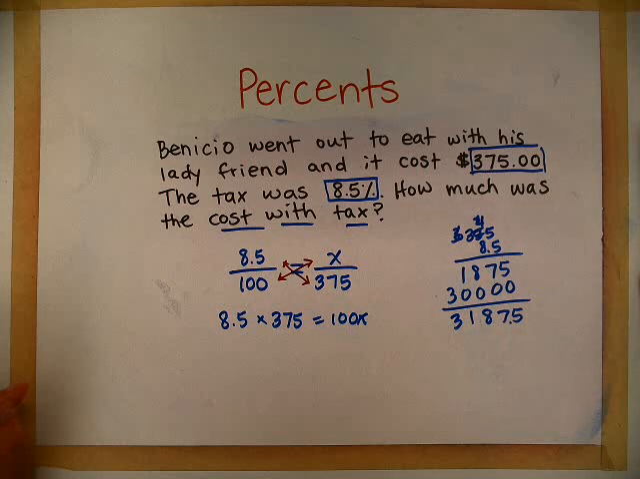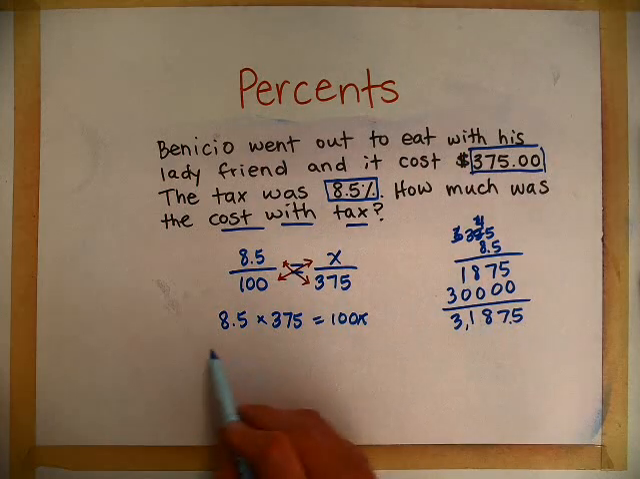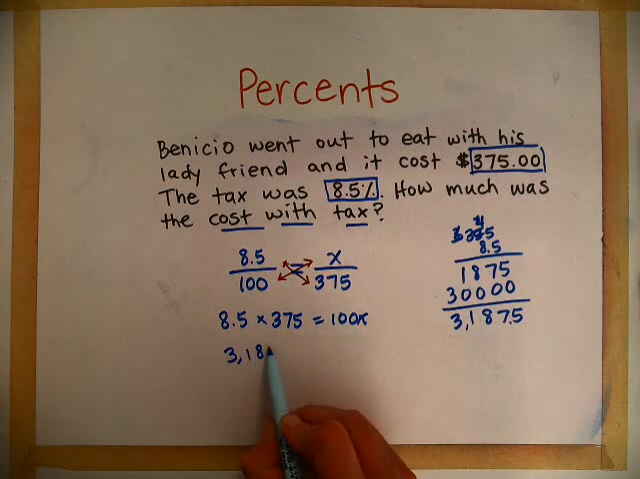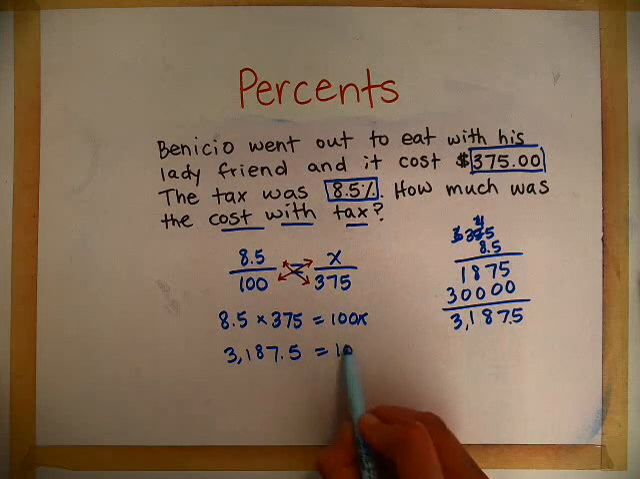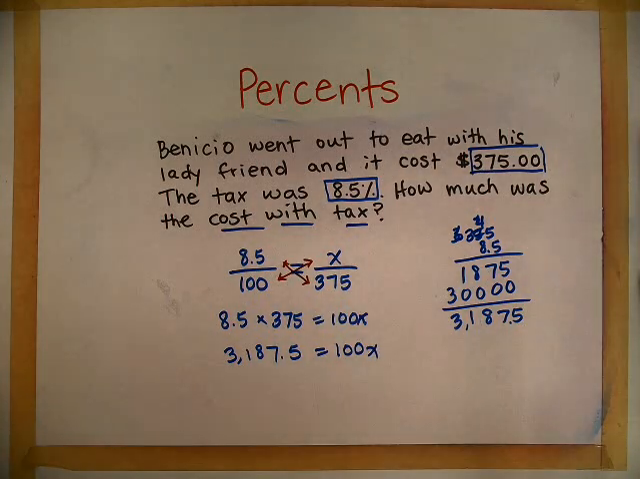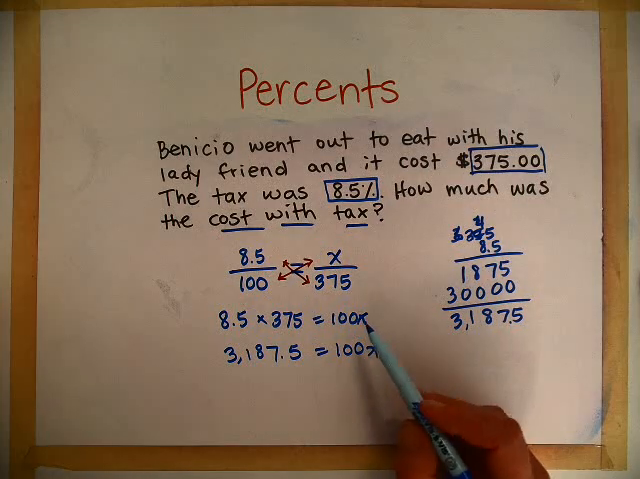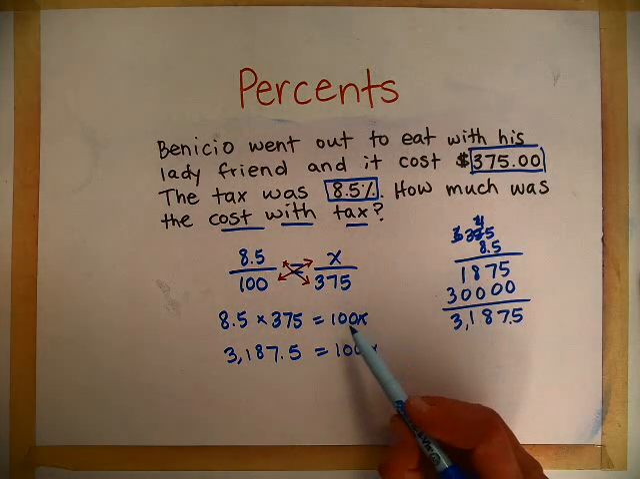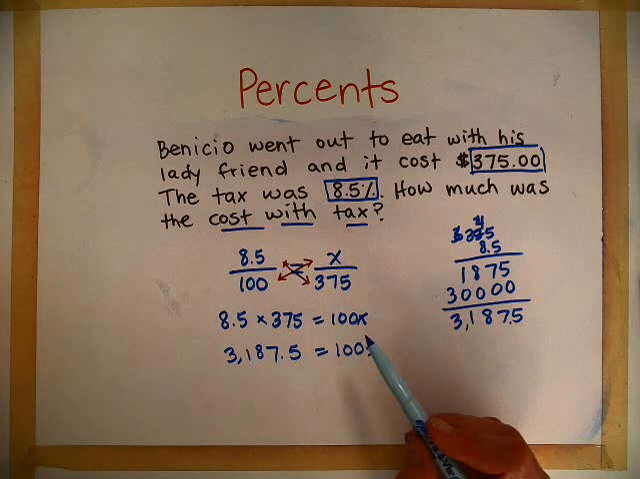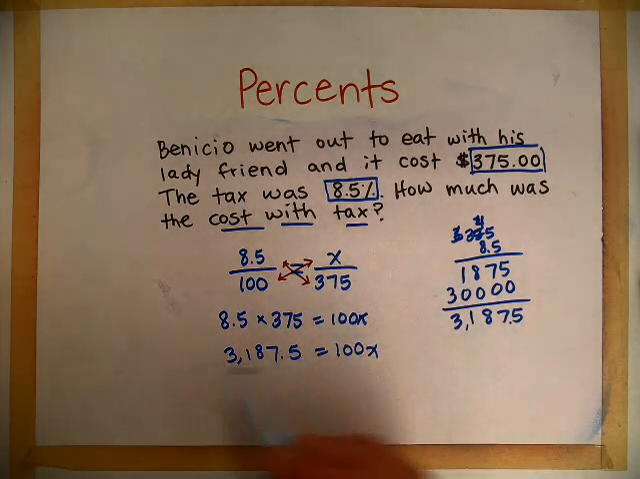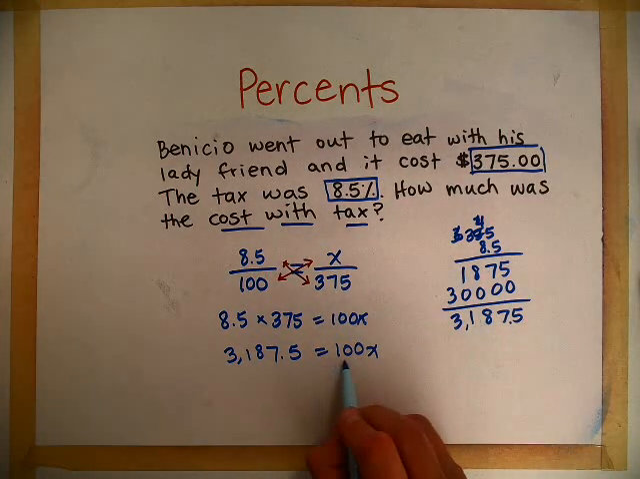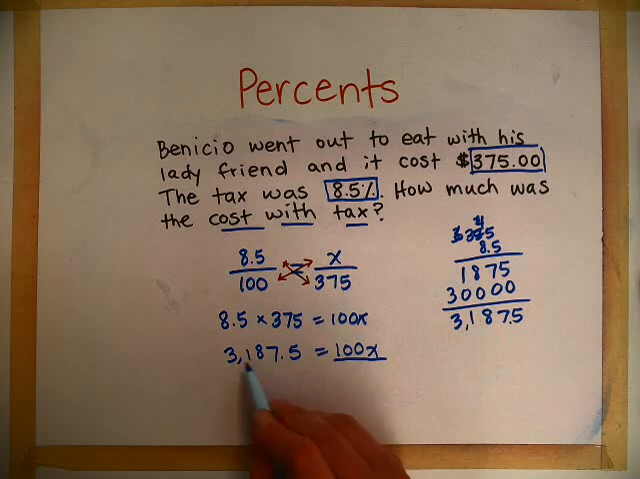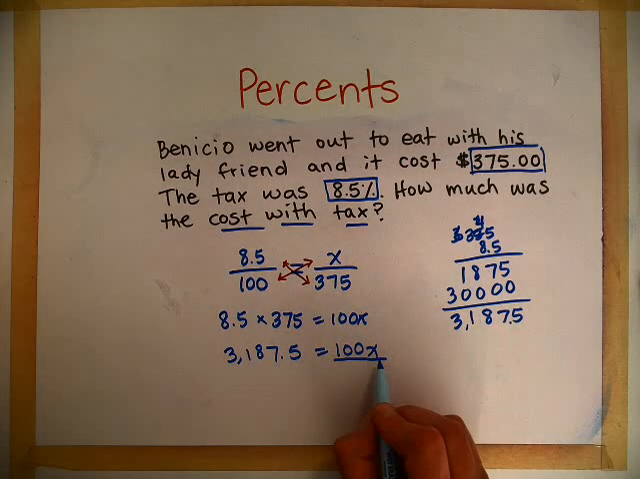I'm going to check my math. 375 times 8.5 equals... I got it right. Hooray. Alright, so 3,187.5 equals 100x. So, again, we want to get x by itself, and since x is being multiplied by 100, then it's basically saying 100 times something equals 3,187.5. So I'm going to divide.